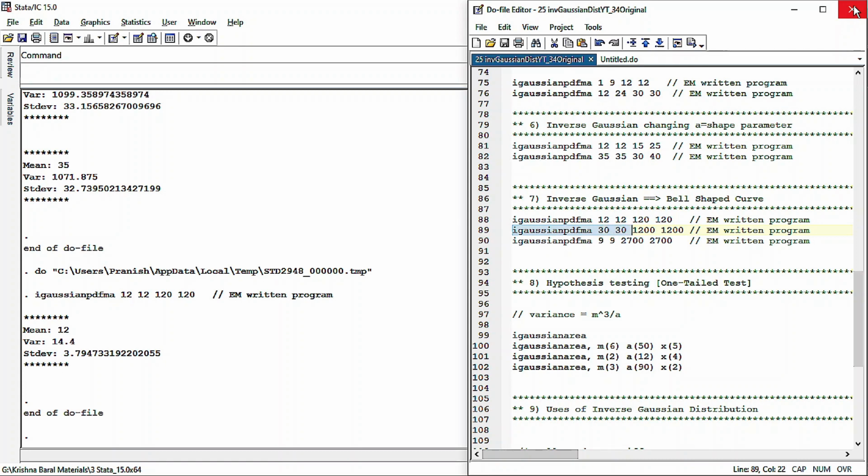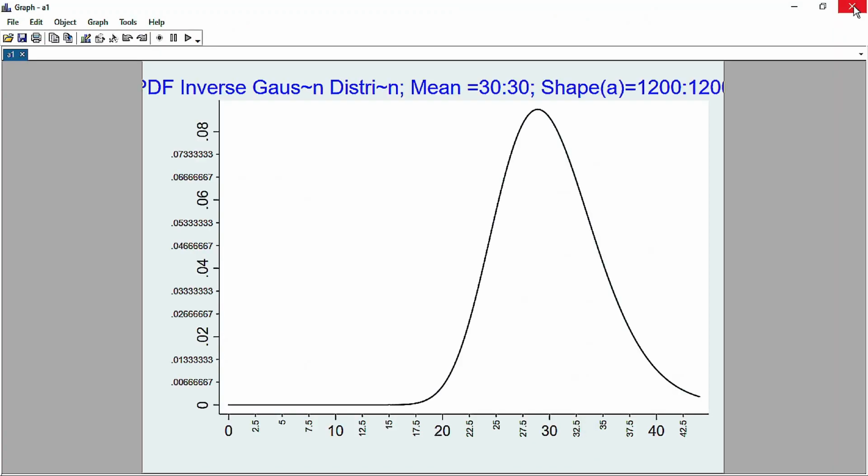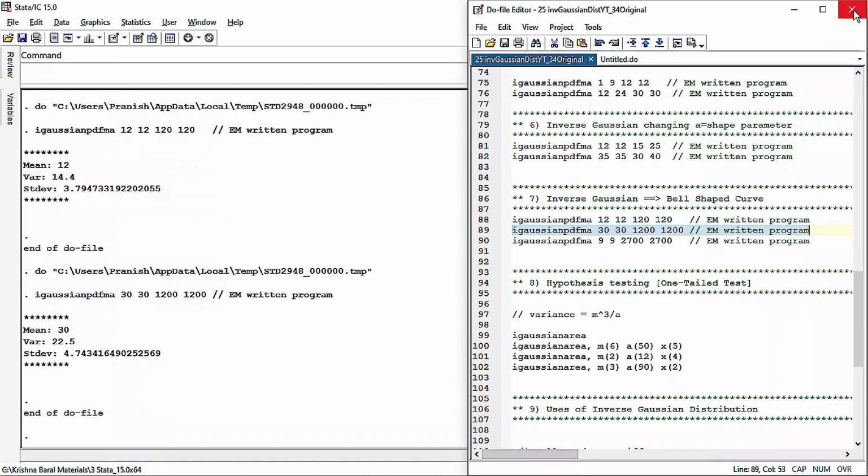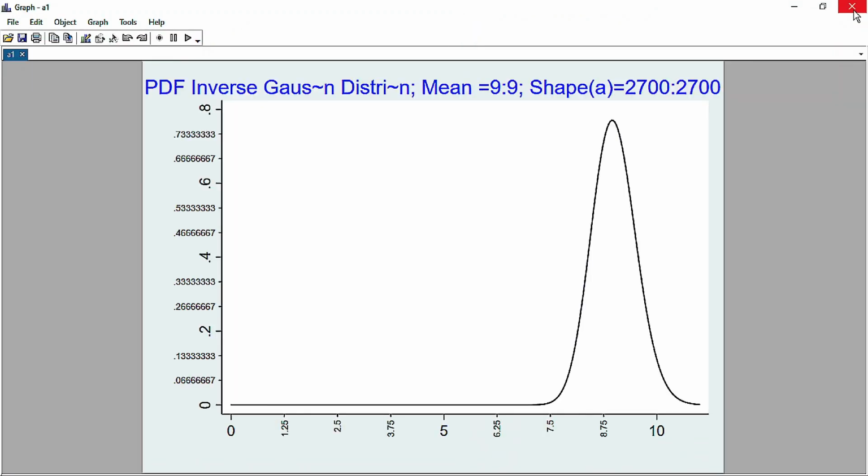Here the mean is 30 and our shape parameter is 1200. So the resulting inverse Gaussian distribution is to some extent like a bell-shaped curve. Now let us repeat the process. This time the mean is 9 and our shape parameter is 2700. We have increased the shape parameter significantly, and if we see it, it is ultimately a bell-shaped curve. So for a lower mean parameter, if the shape parameter goes on increasing, it is ultimately a bell-shaped curve.